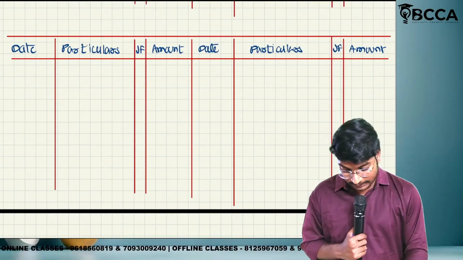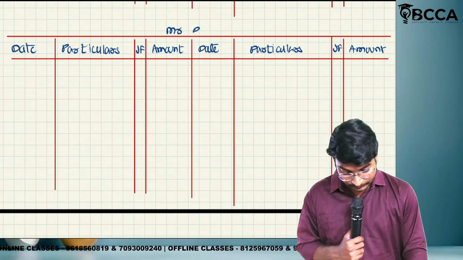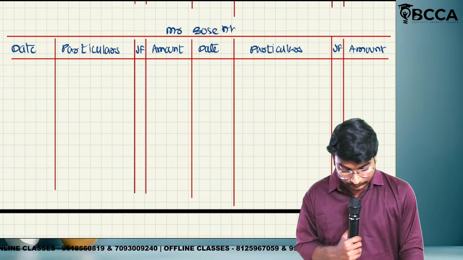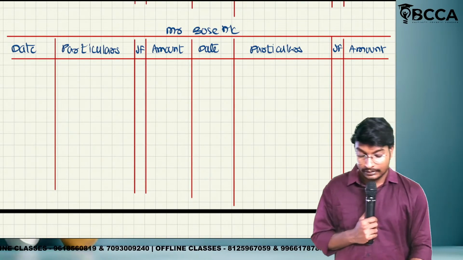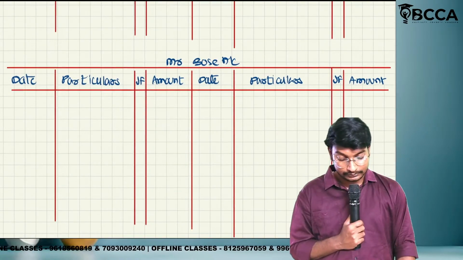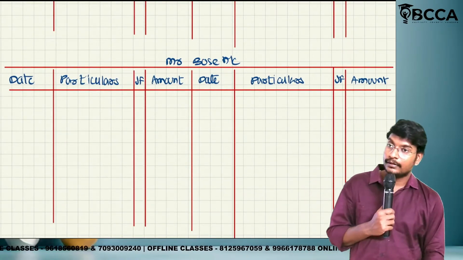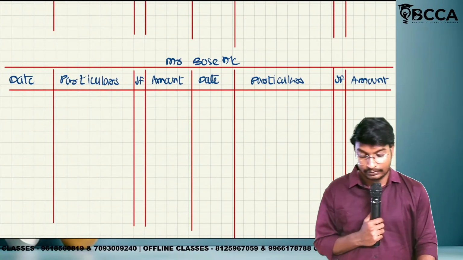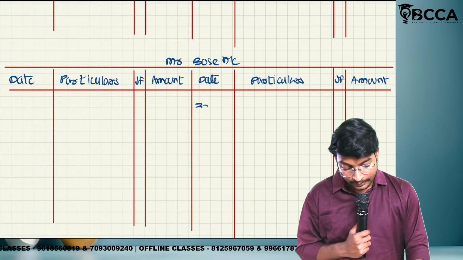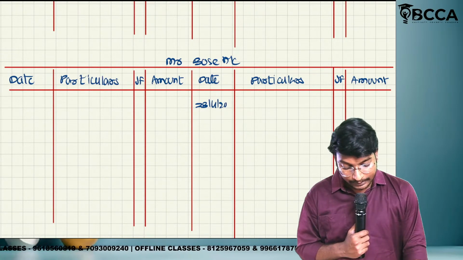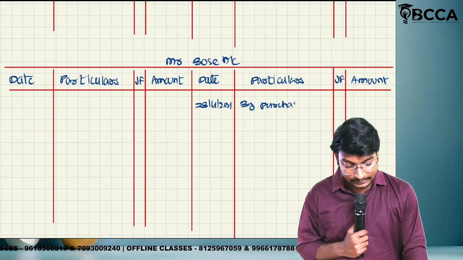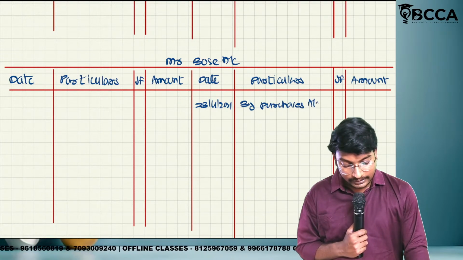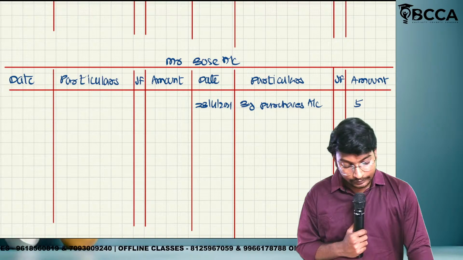Mr. Bose account. Which side we need to record ma? Debit side. What is the entry? Sorry, credit side. Purchase account debit to Bose account. What is the date of the transaction? 28th April 2021. By purchases. What is the amount ma? 5,000.